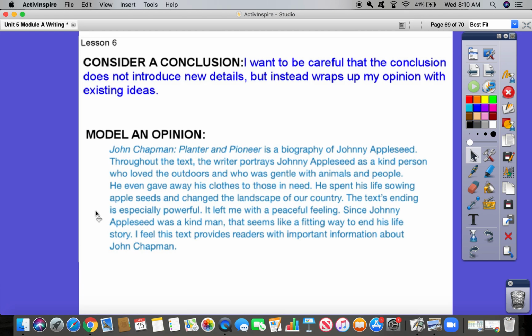The text ending is especially powerful. It left me with a peaceful feeling. Since Johnny Appleseed was a kind man, that seems like a fitting way to end his life story. I feel this text provides readers with important information about John Chapman.